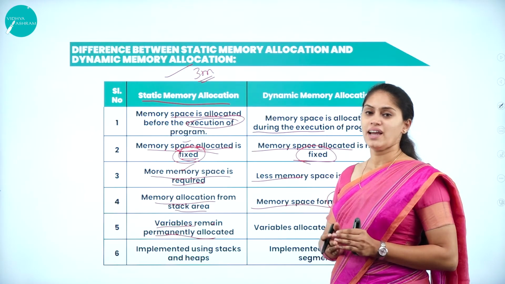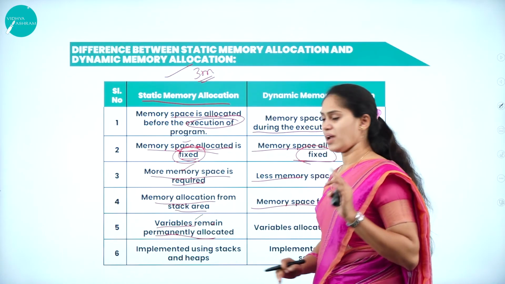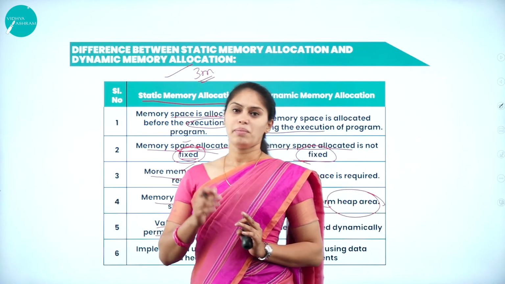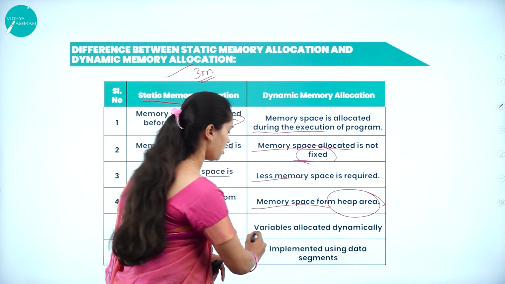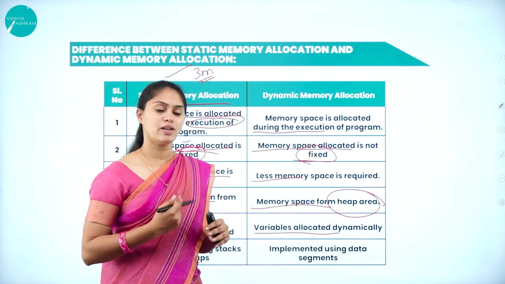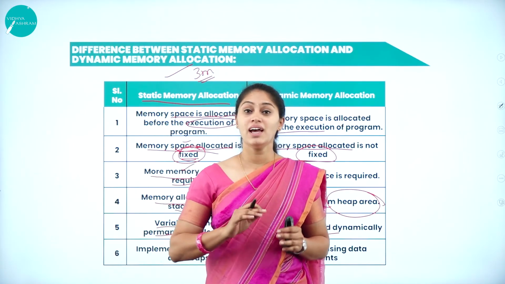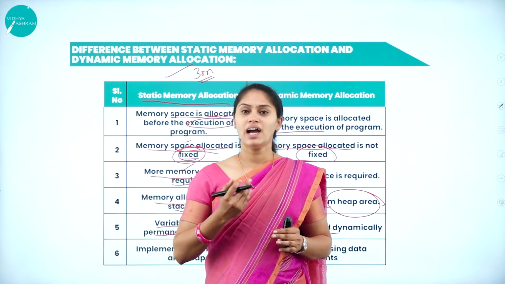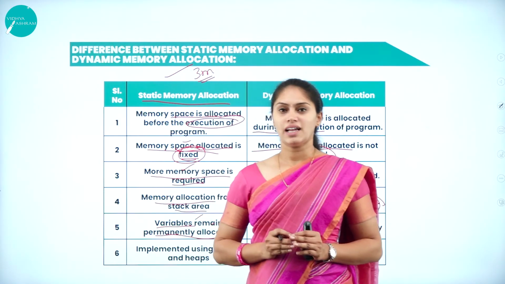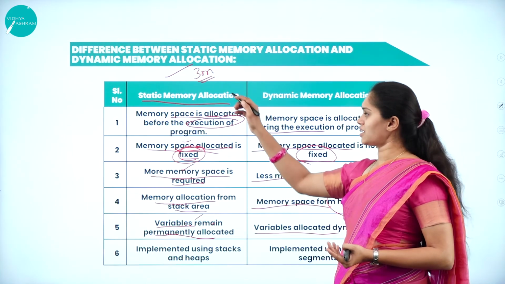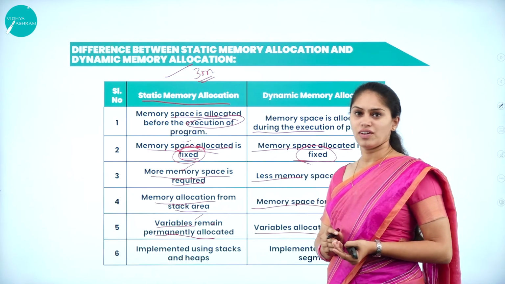Coming to the next point, variables remain permanently allocated because that is static by nature. When I am declaring, at that time the variables will remain fixed and constant throughout the program. But coming to dynamic allocation, variables are allocated dynamically. So if I want one more variable at the time of running or program execution, then also I can take the variables. But that is not the case in static allocation of memory.